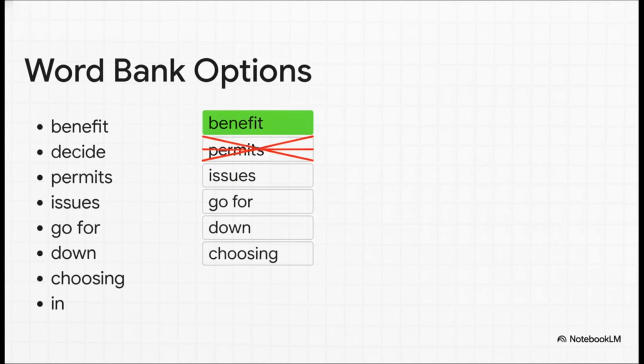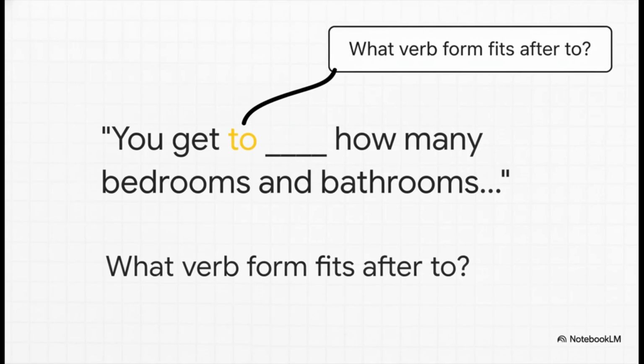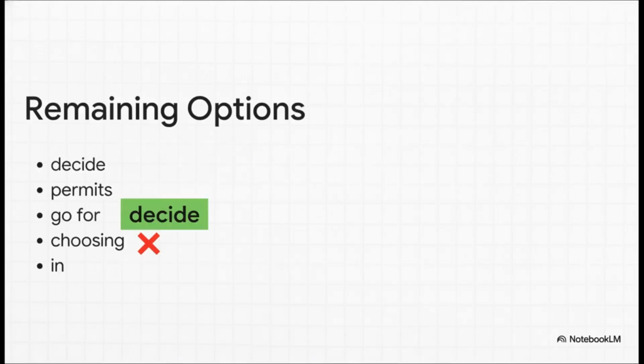"You get to blank how many bedrooms and bathrooms there are." I want you to ask yourself a super quick grammar question. What verb form always fits immediately after the word "to"? If we evaluate our remaining options, we see the word choosing. Now choosing ends in ing, which completely breaks the grammar rule here. I mean, you would never say "you get to choosing." So by simple elimination of improper grammar, we select decide as the correct action. You get to decide. Perfect.